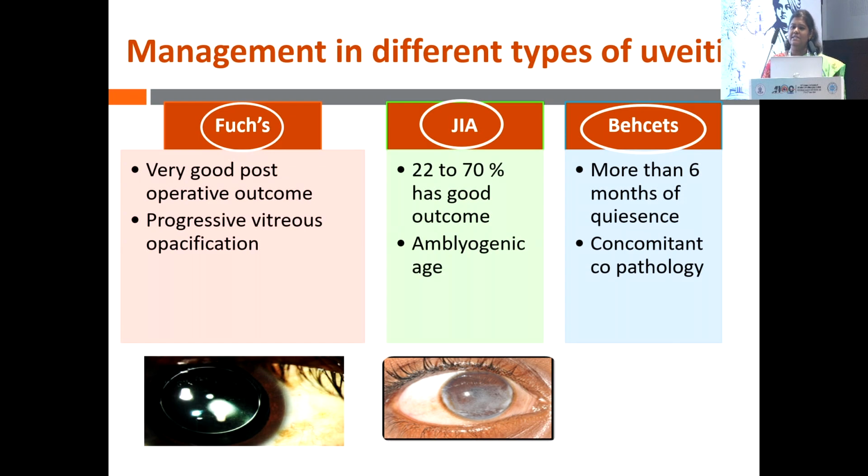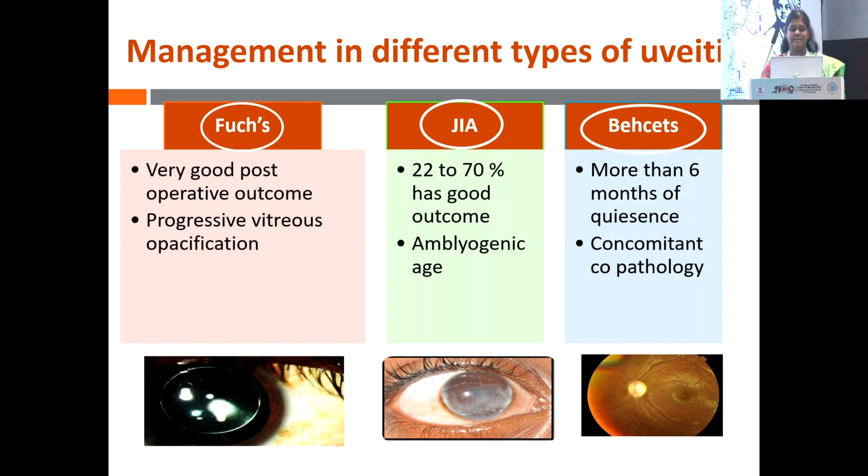And even worse down the spectrum, you have Behçet's disease. Even after 6 months of quiescence, these patients may have poor visual outcome because they have concomitant co-pathologies like optic nerve involvement. And other diseases like VKH and SO, if you have perioperative control of inflammation, usually the visual prognosis is very good.